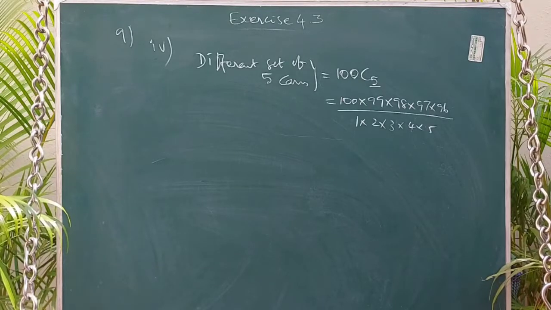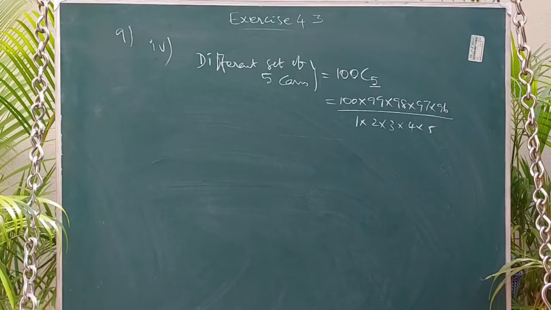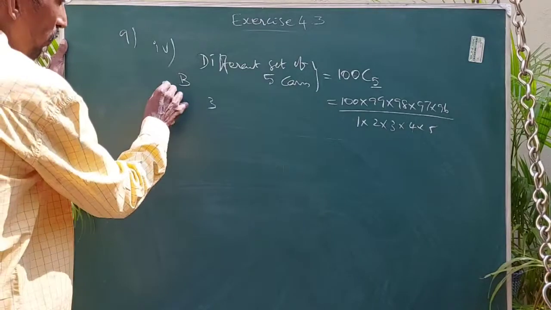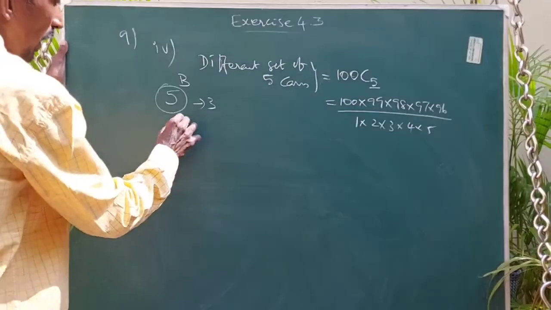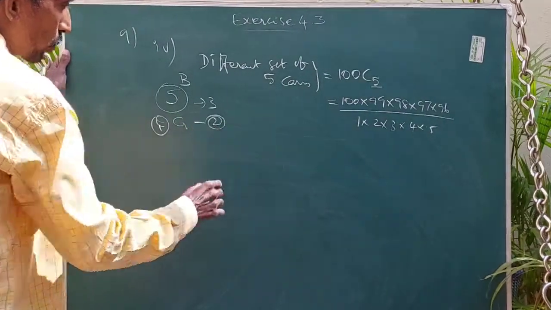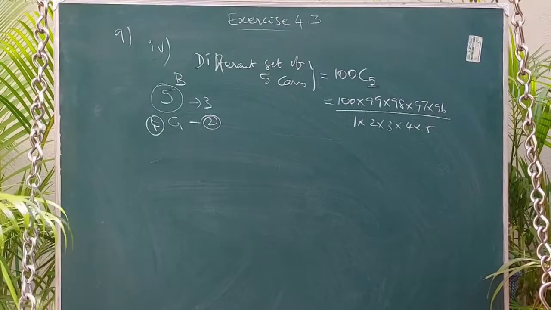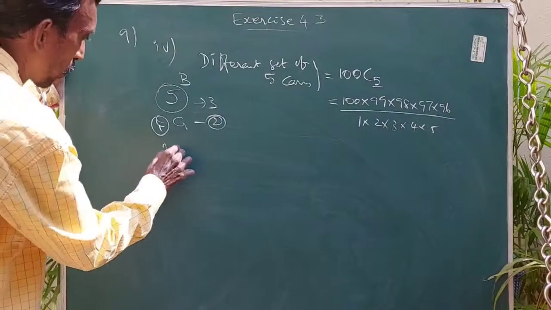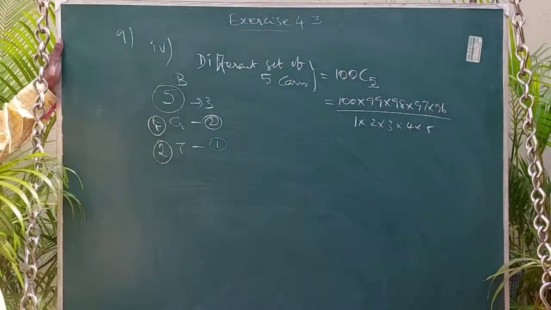Subdivision 5. How many ways can a team of 3 boys, 2 girls and 1 transgender be selected from 5 boys, 4 girls and 2 transgenders? So we are going to select 3 from the 5. Totally there are 5 boys, we are going to select 3. And girls, totally there are 4 girls, we are going to select 2. And there are 2 transgenders, we are going to select only 1.